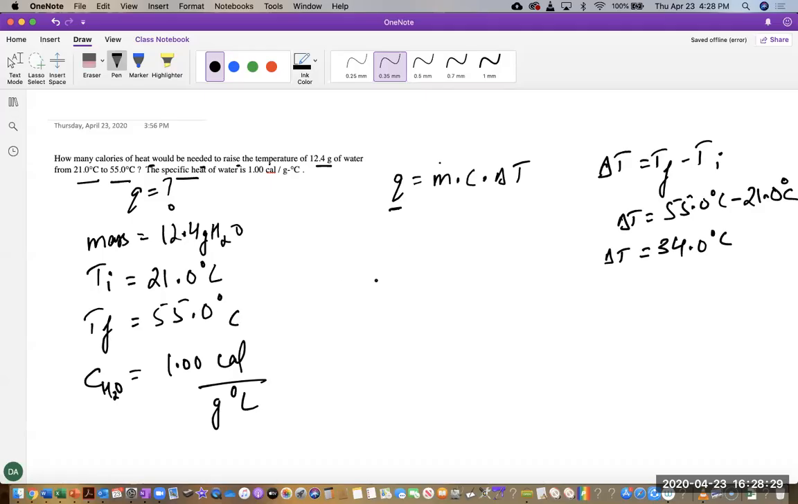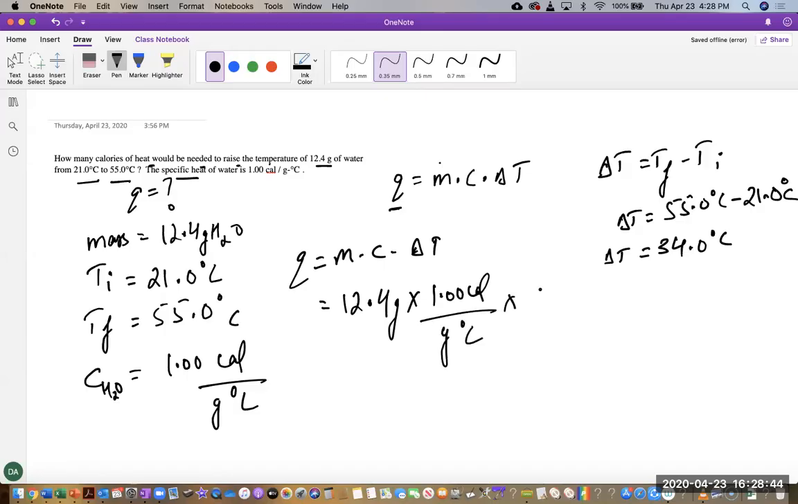So let's take all these numbers and put them in this equation. Q equals mc delta T. Our mass, the first thing that's given to us, is 12.4 grams times the specific heat capacity, that's 1 calorie per gram degree Celsius. And then the delta T, which we just figured out, is 34 degrees Celsius. If you look at our units, do they cancel? You see grams, grams cancel, Celsius, Celsius cancel, then we'll be left with calories, and that's what we wanted.